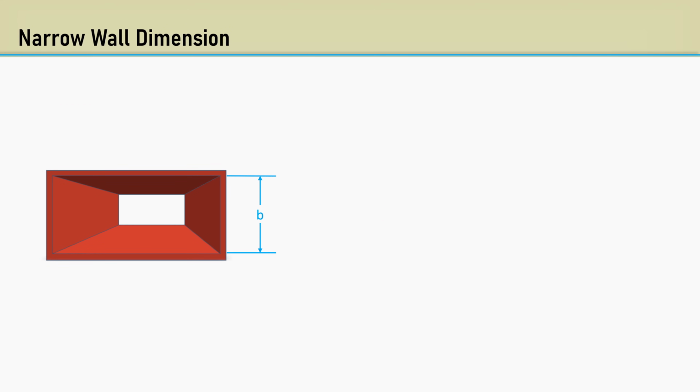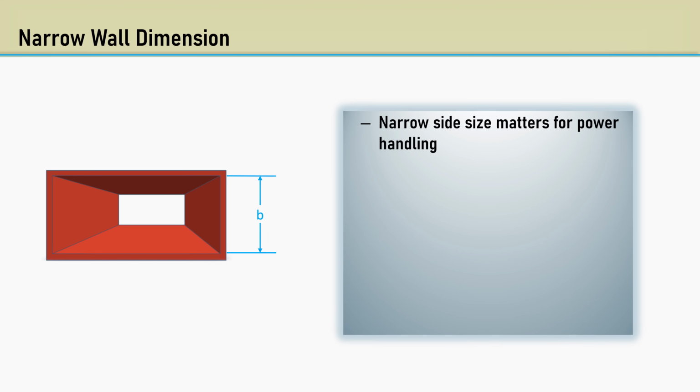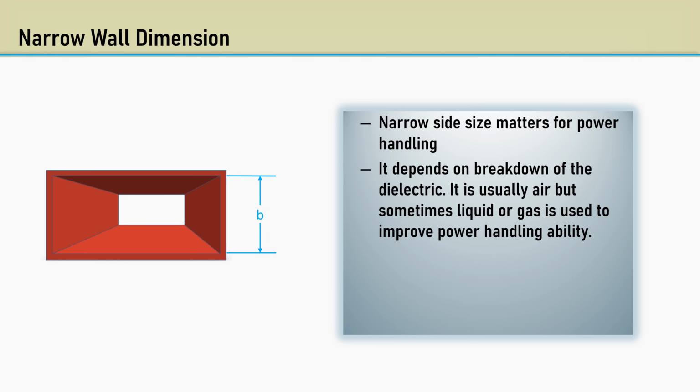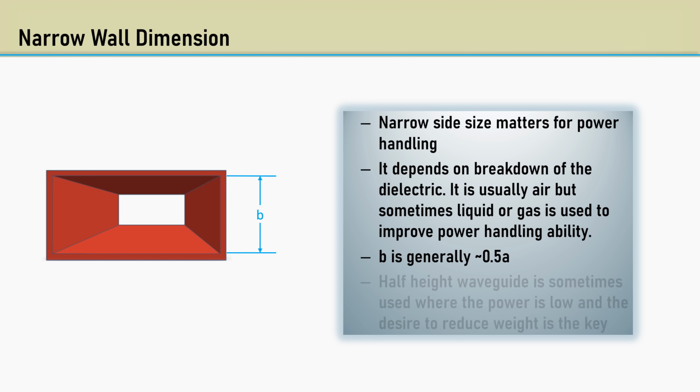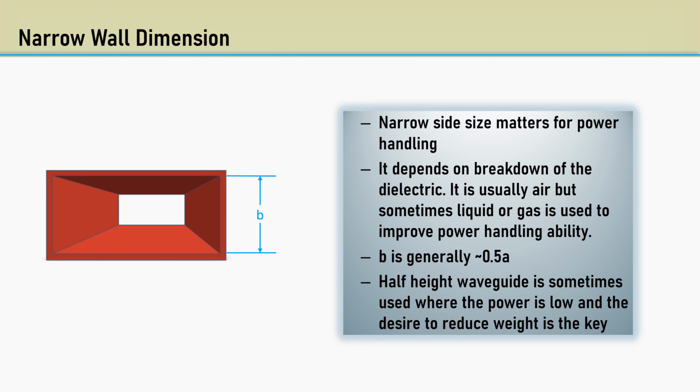What size for the narrow wall, or the B dimension? The narrow side size matters for power handling. It depends on the breakdown of the dielectric. It is usually air, but sometimes liquid or gas is used to improve power handling ability. B is generally 0.5A. Half-height waveguide is sometimes used where the power is low and the desire to reduce weight is a key concern.